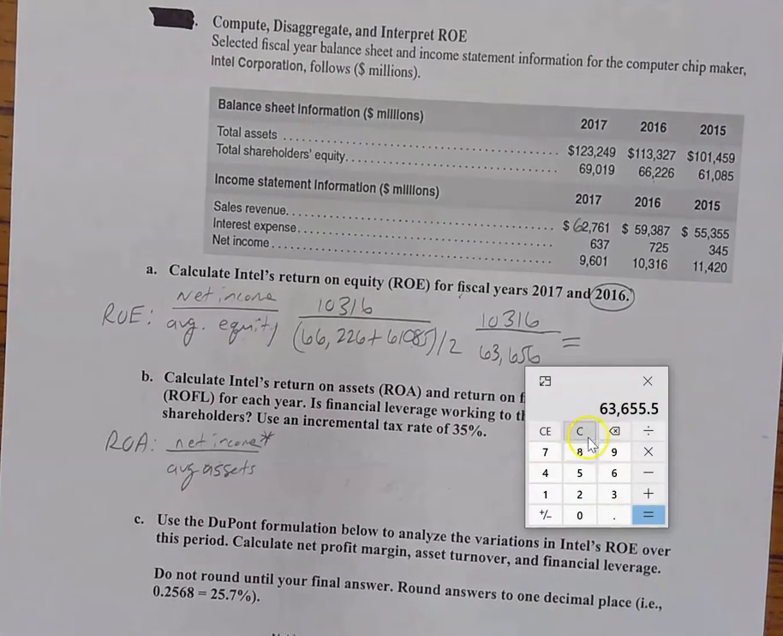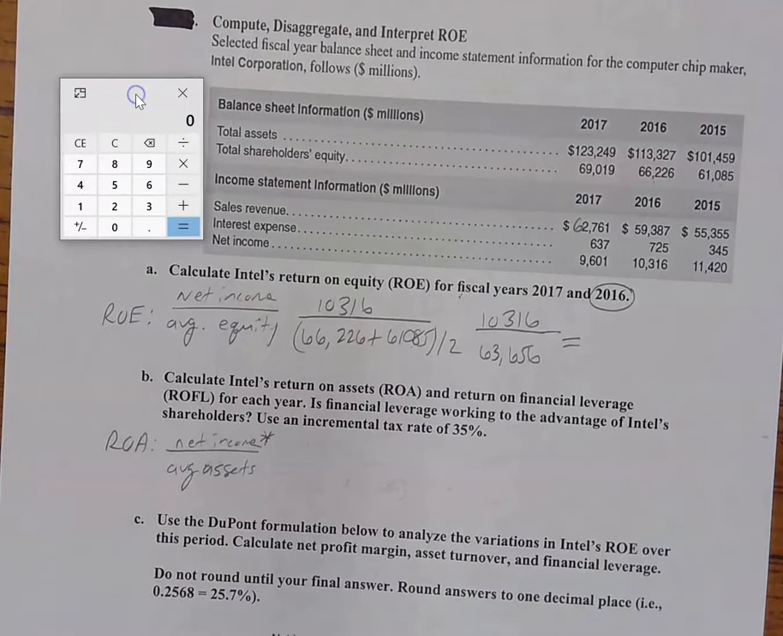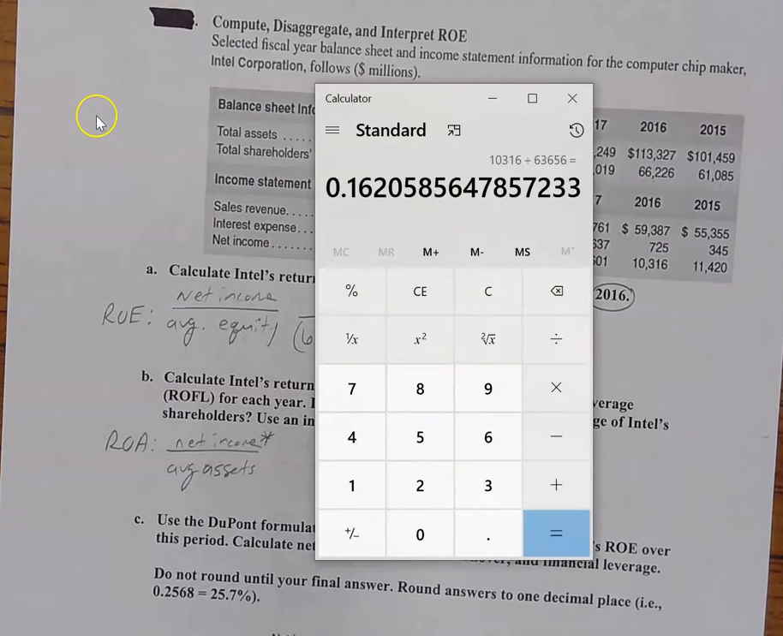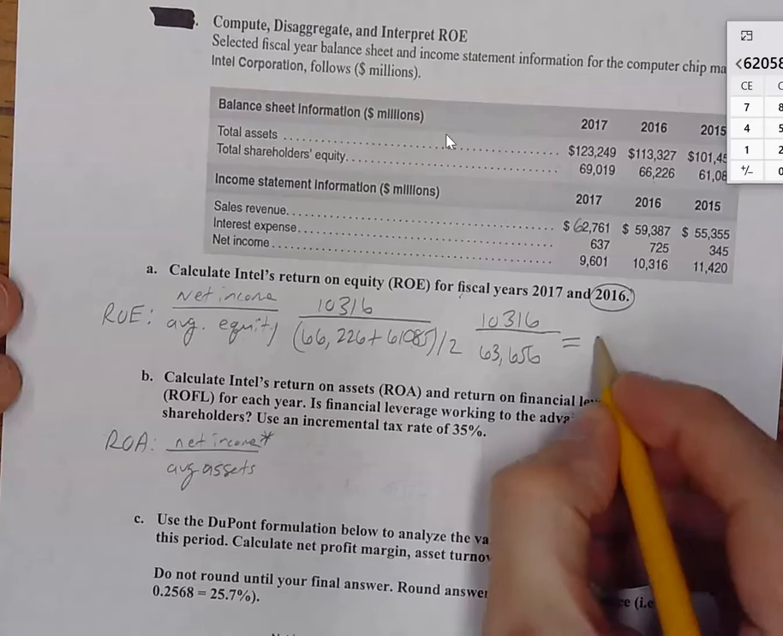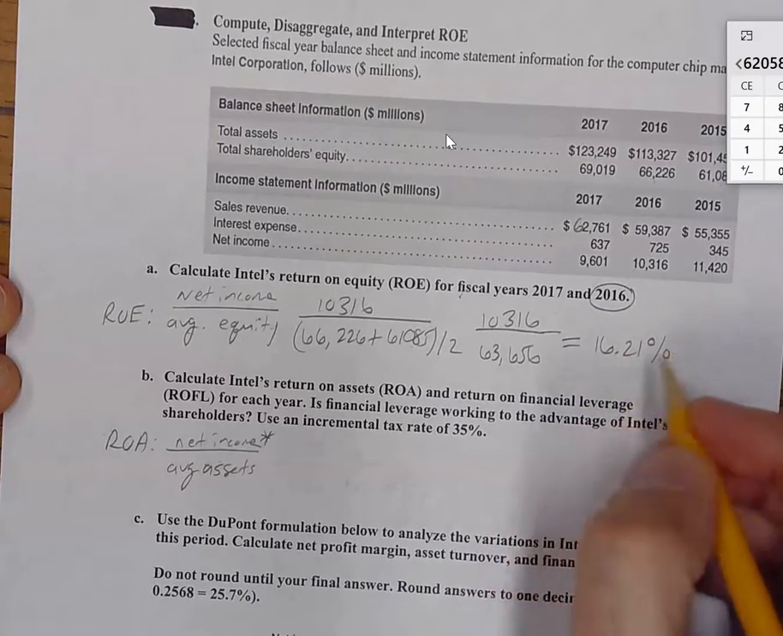Okay. So 10,316 divided by our average equity of 63,656 equals 16.2. Okay, so we're right on the edge here. This zero would probably round up to 1. So we'll say 16.21%.